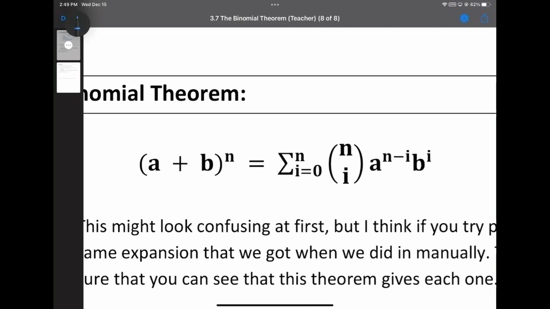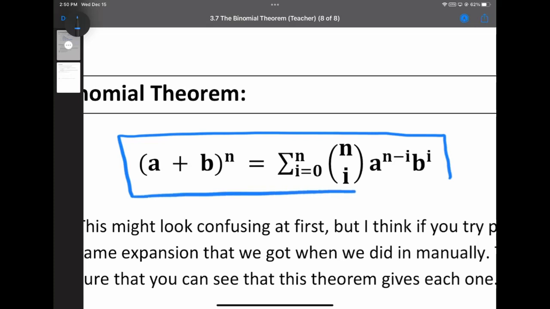A to the exponent n minus i, so a is going to start off with an exponent of n and work its way down to n minus n, which is 0. And b is going to start off with a 0 and work its way up to an exponent of n. So what we just said is actually what's happening in that formula. So again, it shouldn't be about memorization, it should be about understanding. It's a sum of 3 things: Pascal's triangle number, a to some exponent, b to some exponent.